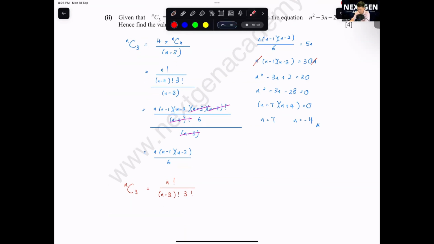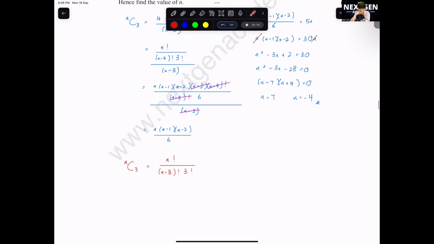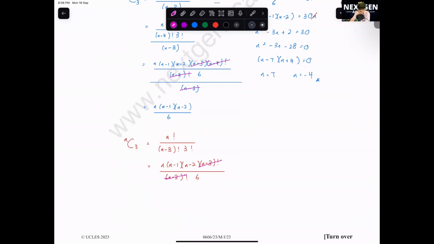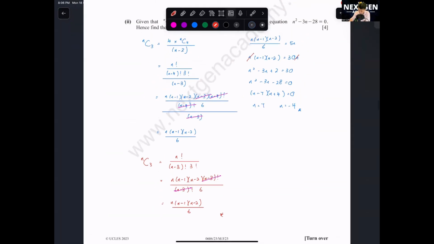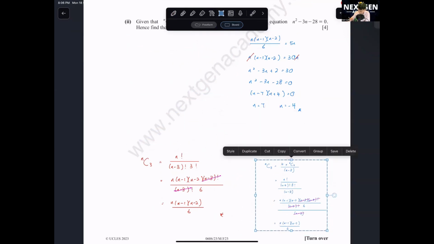Okay, don't use the above one. I don't know why I complicated it. So here you will get n times n minus 1 times n minus 2 times n minus 3 factorial over n minus 3 factorial and 6. The n minus 3 factorial and n minus 3 factorial cancel off. And here you get n times n minus 1 times n minus 2 over 6. Okay, use this, it's better. Don't use the other one, it only confuses you. Sorry, I also confused myself.